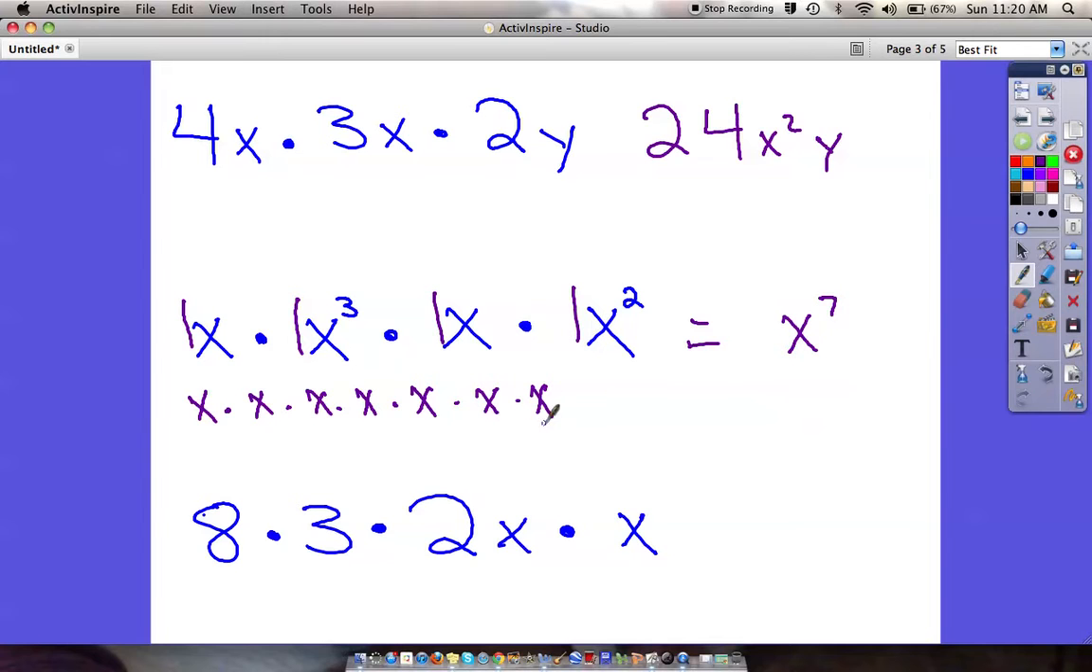Remember, when we're multiplying together, that's adding exponents. And then if I want to put that 1 in front of it, I can, but I don't need to. The last one. 8 times 3 is 24. 24 times 2 is 48. Times 1 is still 48. And then x times x is x to the 2nd power.